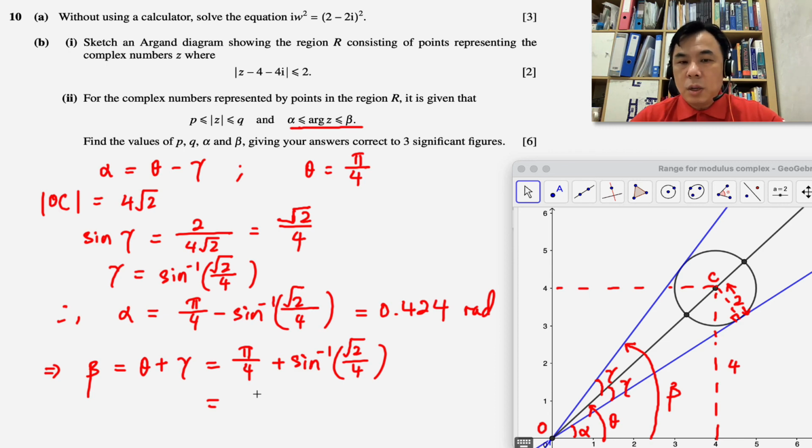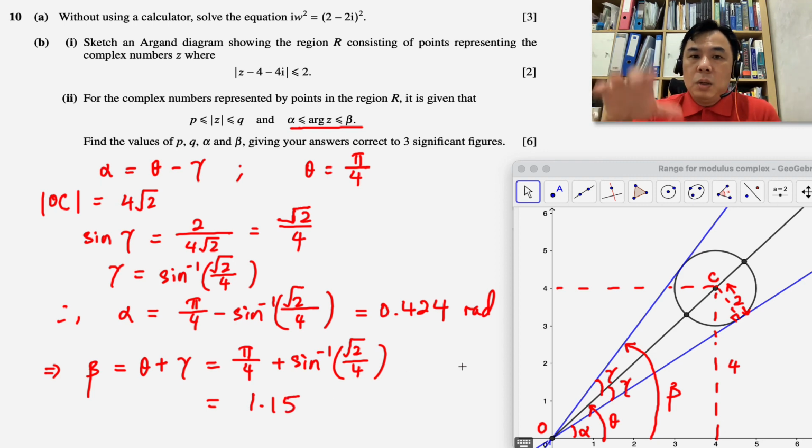Okay, now I got what I need, and finally I conclude my answer as 1.15, to three significant figures. Of course, you can always check my numbers in case I made a mistake. If there's a mistake, just drop your message in the comment section, and the rest can pick up from there.